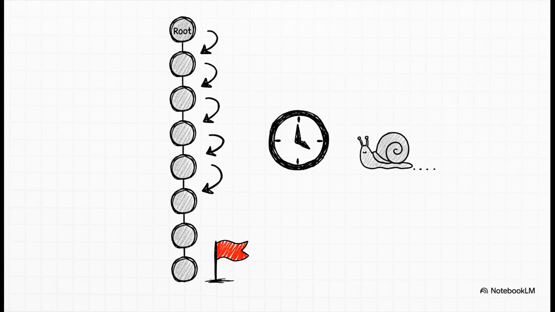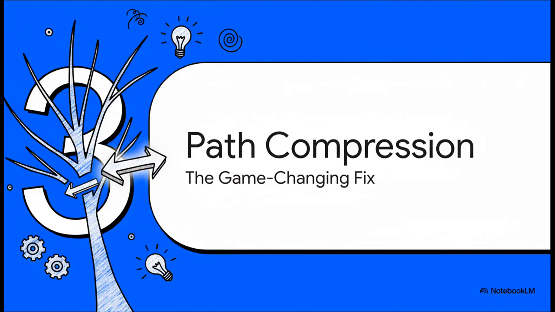That's a linear time operation, or O of n. And when you're dealing with millions of items, that's just disastrously slow. It completely defeats the whole purpose of using this thing. Which brings us to Section 3, the path compression shortcut.